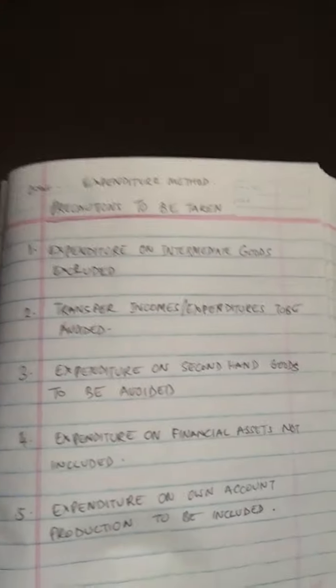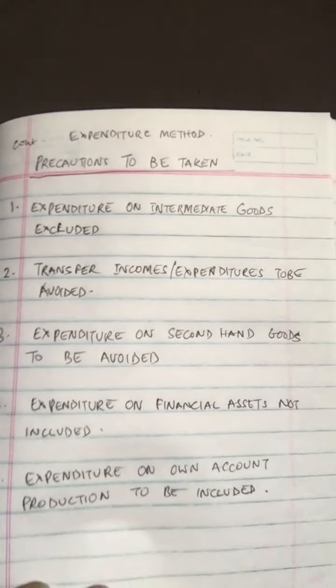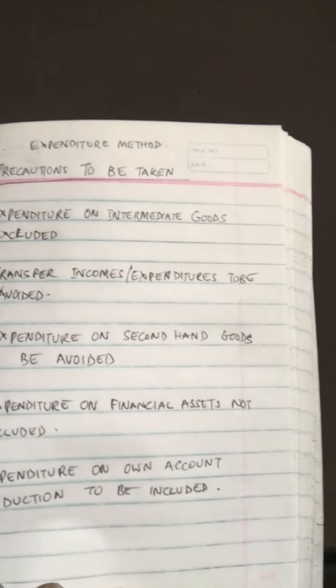Welcome to the class in continuation with the measurement of national income, expenditure method, the third method that we were doing. And in this, we're going to do the precautions right now. So just take a hurried look. Let's just go through this. So what are the precautions in expenditure method?